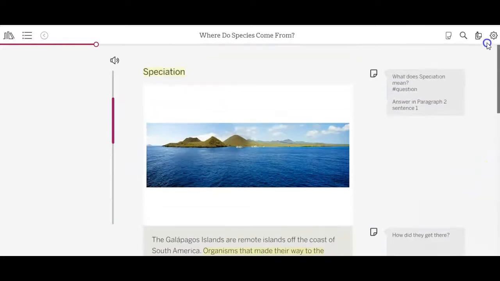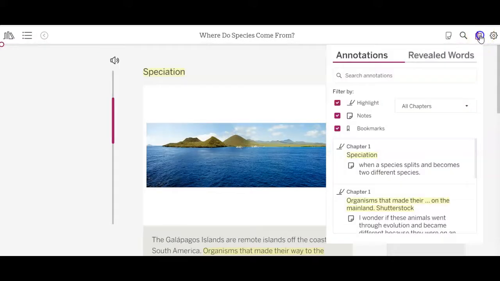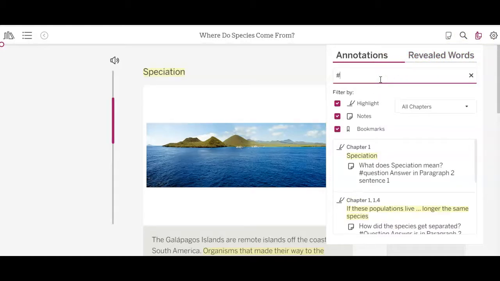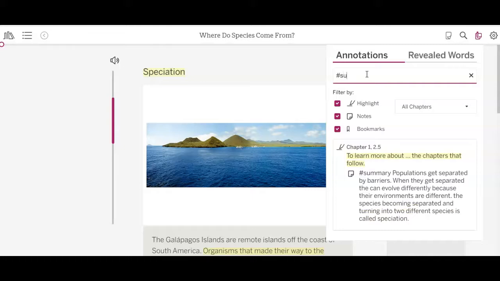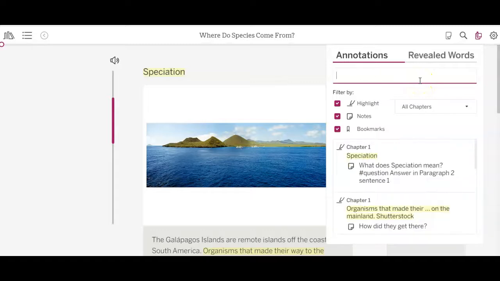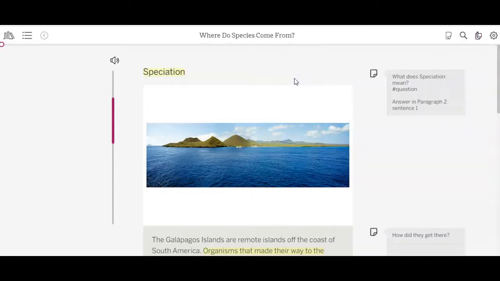Come back up here. And then, okay, so guys, remember you have this little guy right here, the pen and paper, and you can search your hashtags. Okay, hashtag question. There's my questions. Hashtag summary. There's my summary. Remember you can do hashtag discuss or hashtag connection, you know, if you make a connection between things.